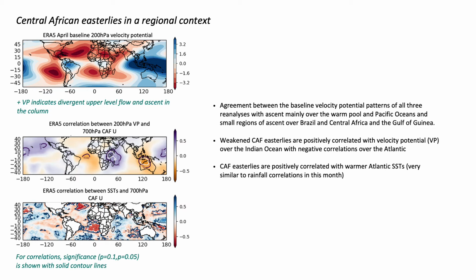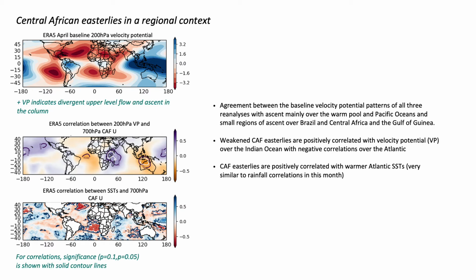And so we've got the baseline at the top, and there's descent over North Africa, South Africa, and the Atlantic, and descent over the Western Pacific and the Warm Pool, and Northern South America. And the agreement between the three different reanalyses in these figures is very good, so I'm just showing here ERA5. And then in the middle we have the correlation between velocity potential and Central African Easterlies, and so weakened Central African Easterlies are positively correlated with velocity potential, so ascent over the Indian Ocean, and with negative correlations over the Atlantic.